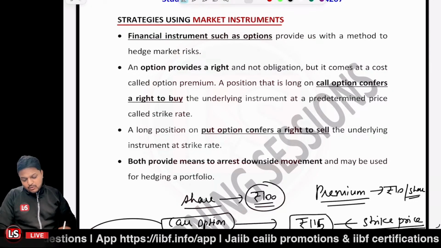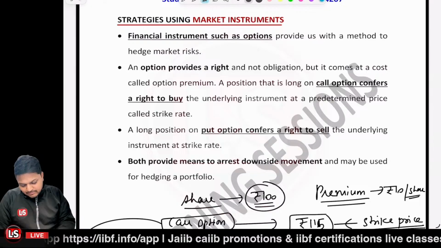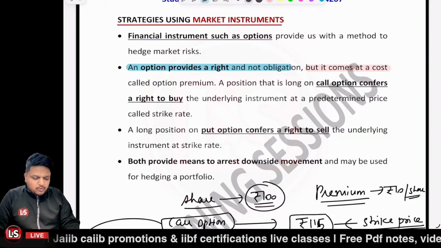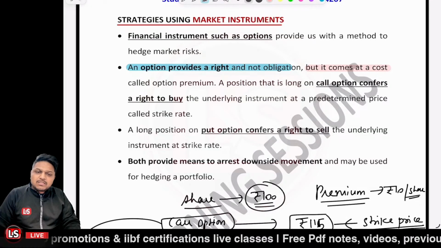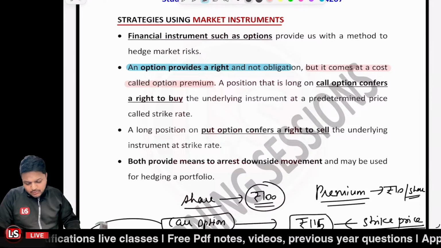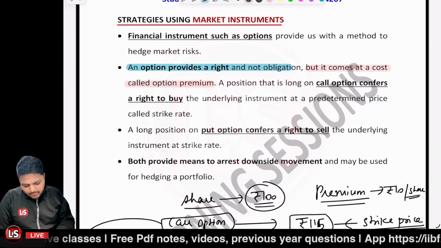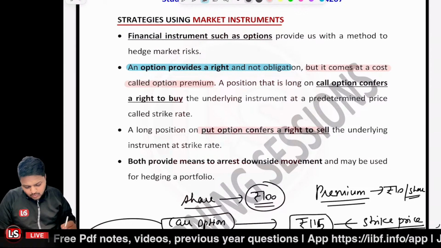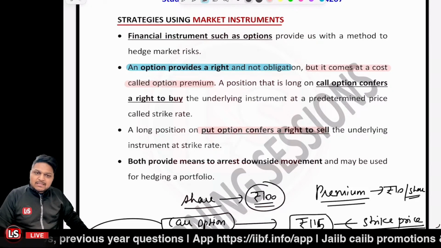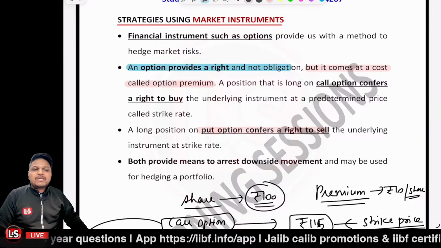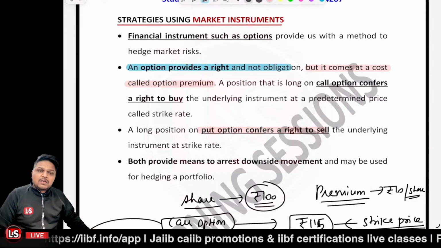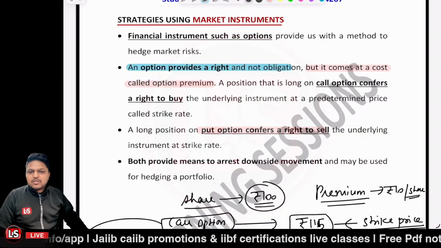And an option gives you a right, so it's not an obligation. It's not going to be an obligation, but definitely it comes at a cost. You have to pay a cost for it, and the cost is what? The cost is a premium which is to be paid to the option writer, right? So the call option gives you a right to buy and the put option gives you a right to sell, right? That's the case. And in both cases, we want to arrest the downside movement. So that's the case related to it.